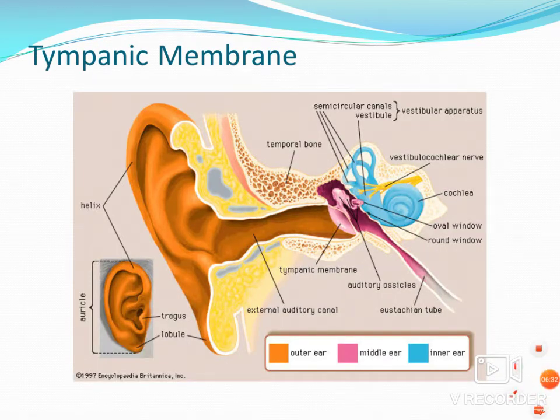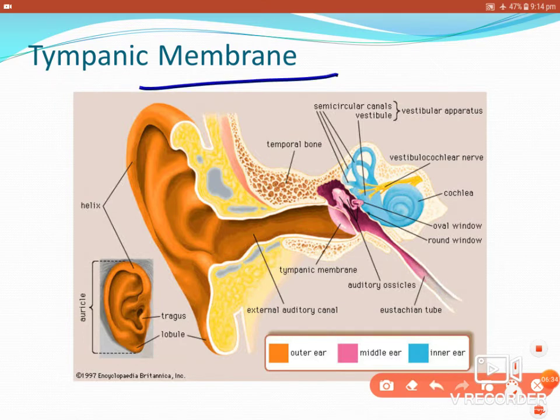Then here comes the tympanic membrane, which separates the external ear from the middle ear. This is the lateral surface of the tympanic membrane. It is oval in shape. The lateral surface is concave, directed towards the external auditory meatus, and it faces downwards, forwards and laterally.